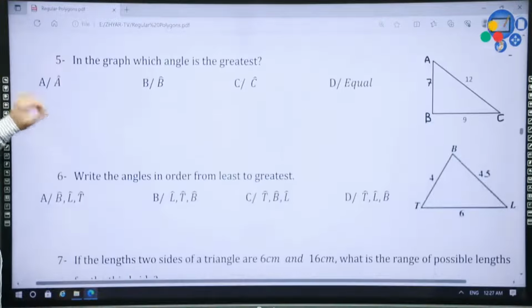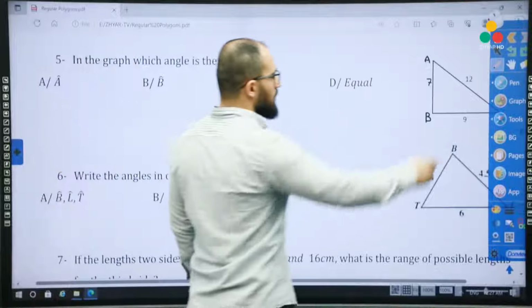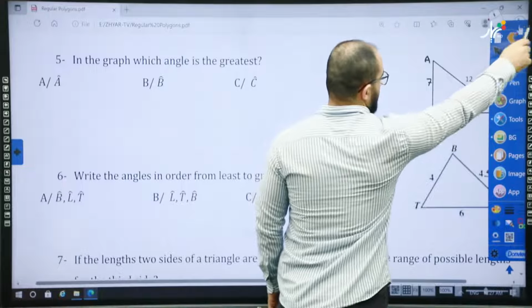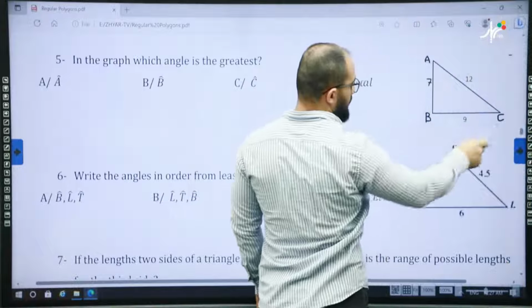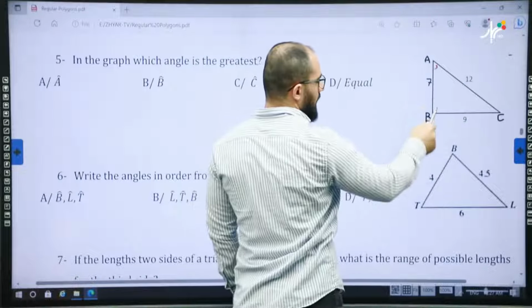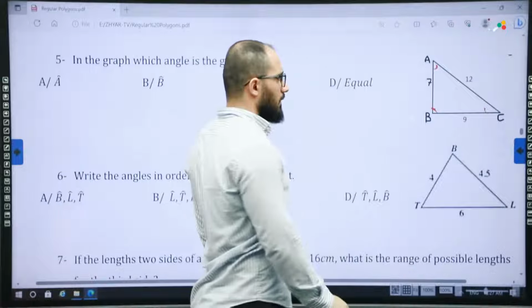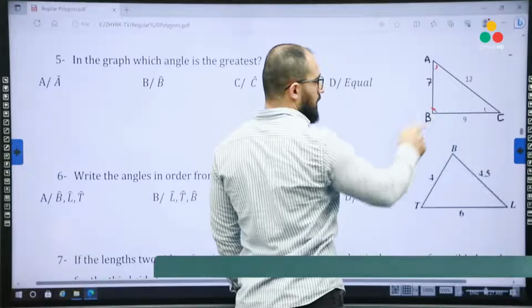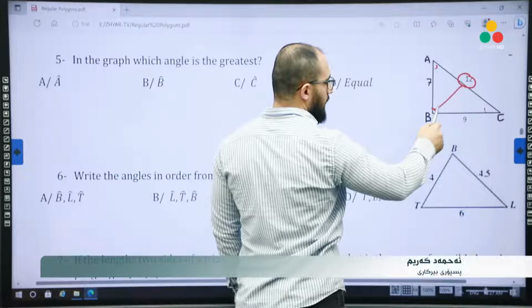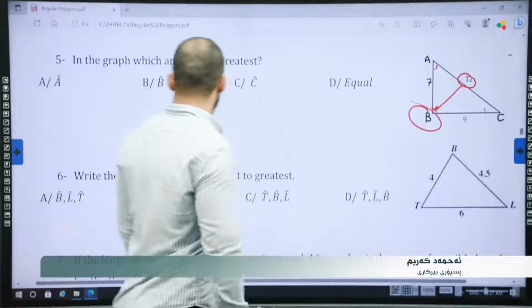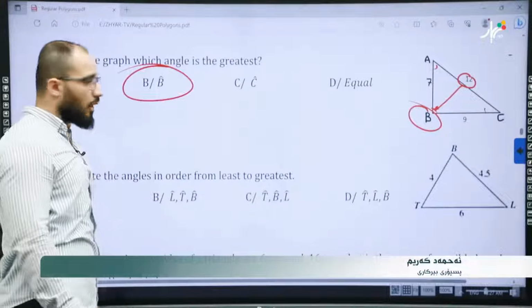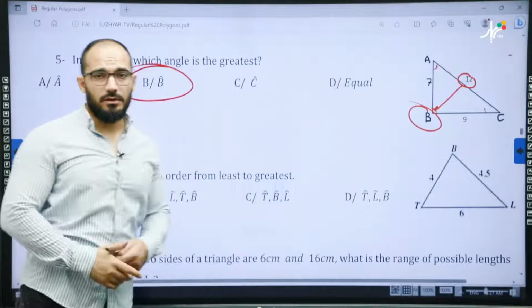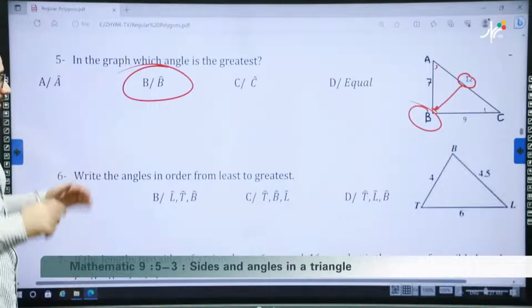Question 5. In the graph on the right side, which angle is the greatest? A, B, C. None of the angles are given, but we have the sides. Which side is the greatest? 7, 9, 12. 12 is the greatest. Which angle is across from 12? B. So angle B is the greatest angle, because it is opposite the longest side.